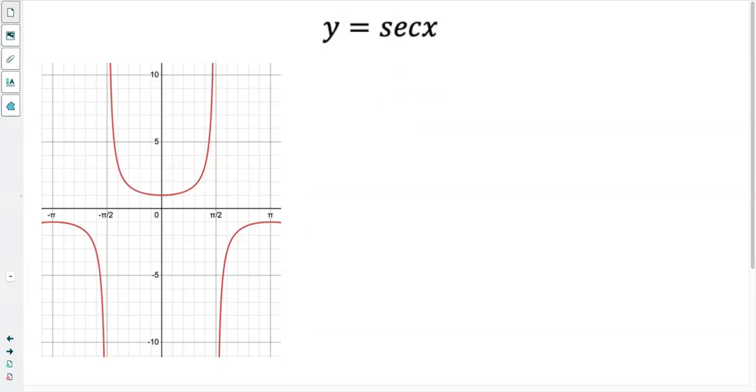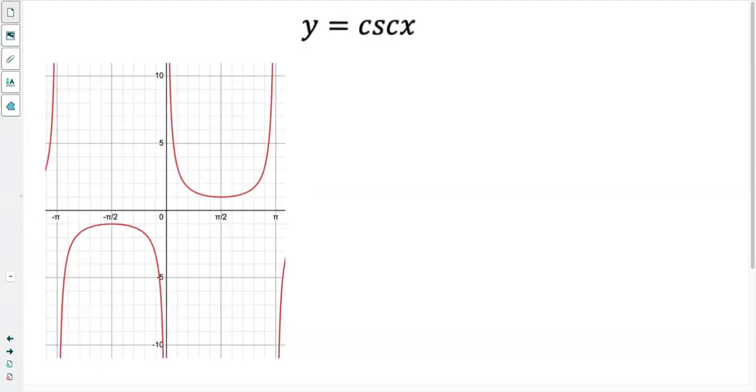Next, we've got secant x, which is the reciprocal of our cos function. Once again, you'll see that we have vertical asymptotes that are pi apart. As we approach either asymptote, on one side it's going to positive infinity, where on the other side it goes to negative infinity. Same with the reciprocal of sine, y equals cosecant x. Once again, vertical asymptotes, and our limits on each side of those asymptotes go to opposite signs of infinity.